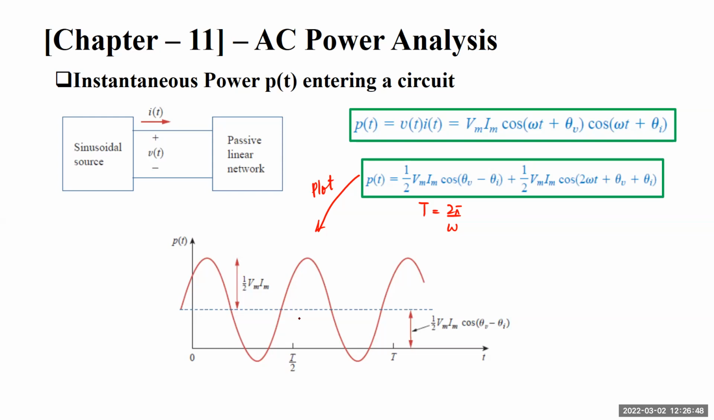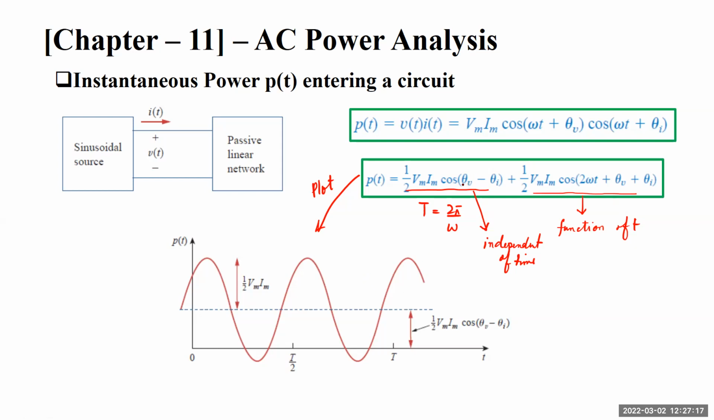So this function looks something like this. Remember, there are two parts in it. This part is a function of time, and this portion is independent of time. Right? So we can also say that this is a sort of a DC component available in this power signal, and this is a function of time that is available here.